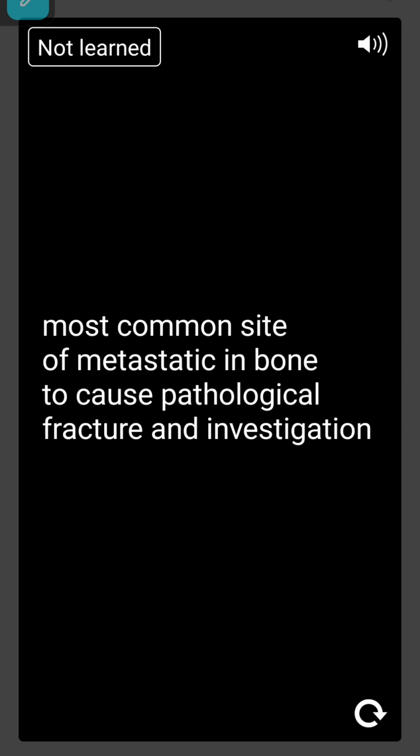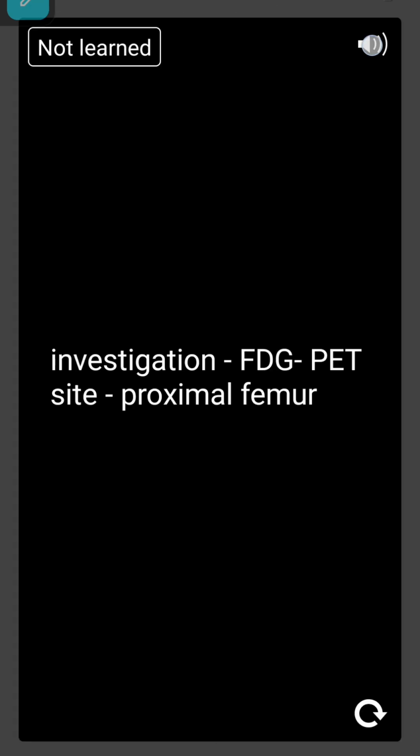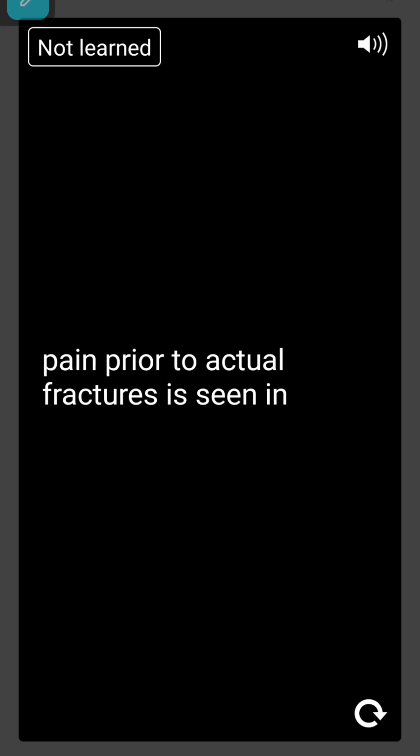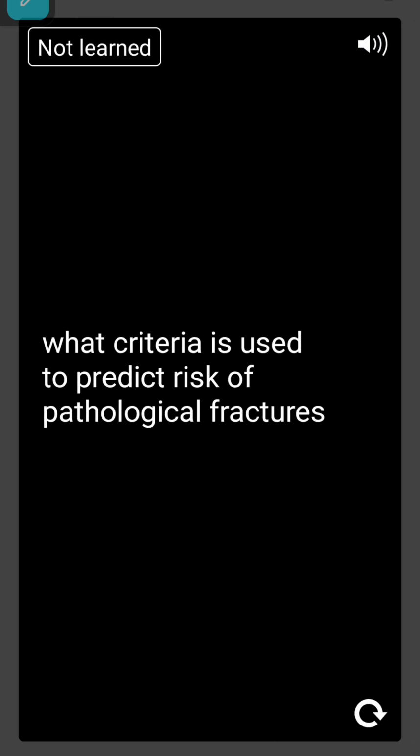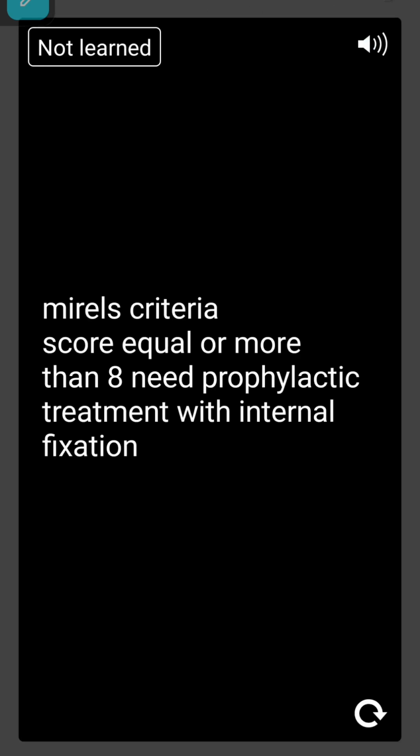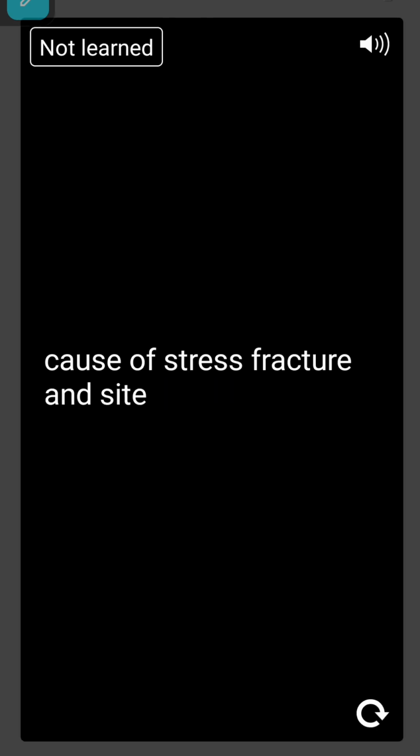Most common site of metastasis in bone to cause pathological fracture, and investigation. Investigation: FDG PET. Site: proximal femur. Pain prior to actual fracture is seen in pathological fracture, due to microfractures, stress fracture. What criteria is used to predict risk of pathological fractures? Mirels' criteria. Score equal to or more than 8 needs prophylactic treatment with internal fixation.